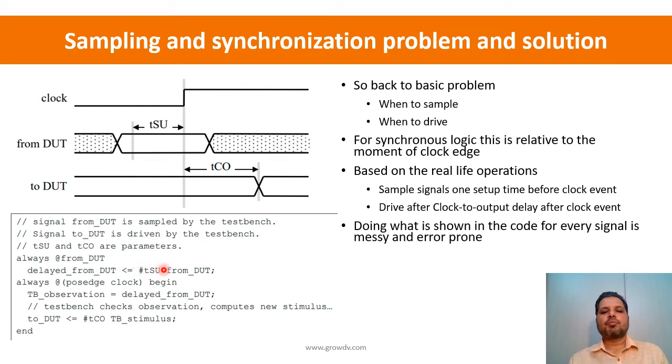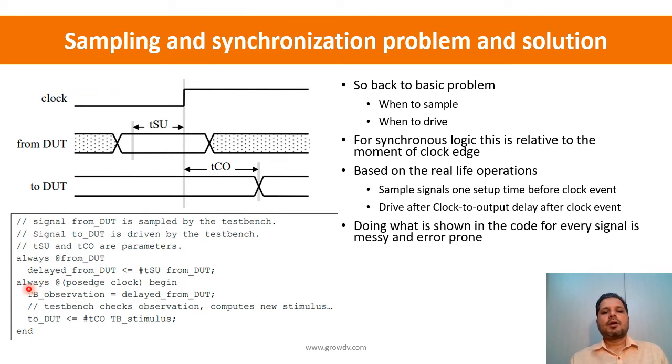What this means is a postponed assignment, that is, as soon as the change happens, the value of this particular signal will be sampled, but it will be assigned to delayed from DUT only after TSU time. And this TSU and TCO can be parameters over here.